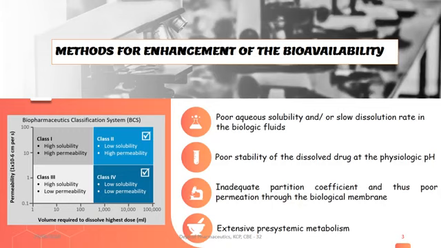So those challenges in low solubility may be due to, first, poor aqueous solubility and or slow dissolution rate in biological fluids. The second is poor stability of the dissolved drug at physiological pH. And the third reason might be inadequate partition coefficient and thus poor permeation through the biological membrane. And finally, extensive pre-systemic metabolism. So these might be the reasons for poor bioavailability.